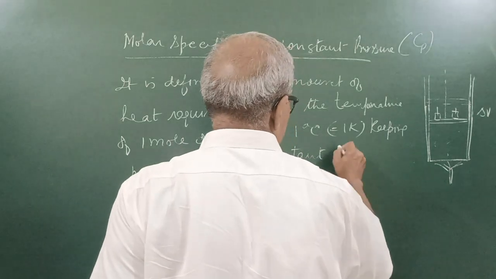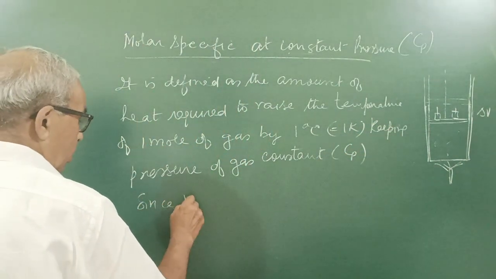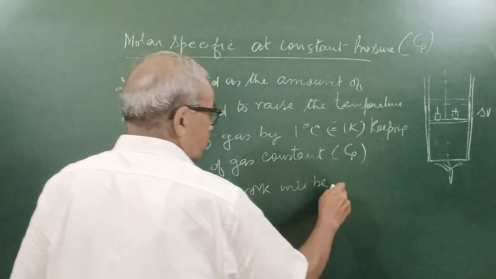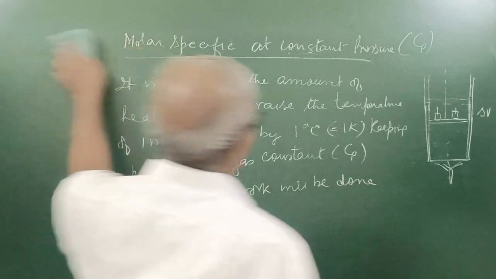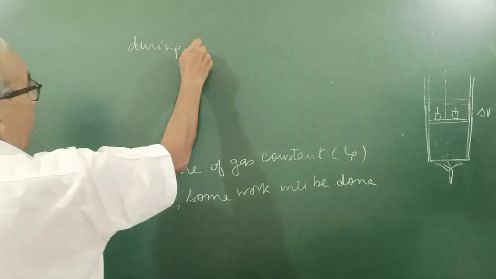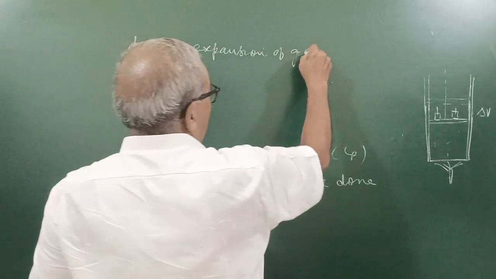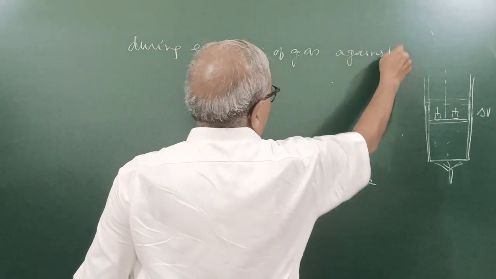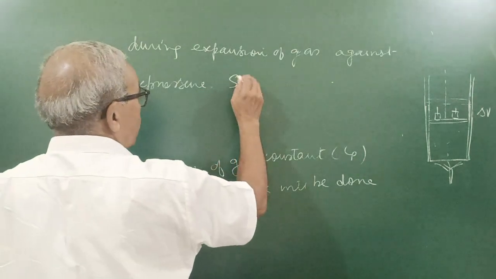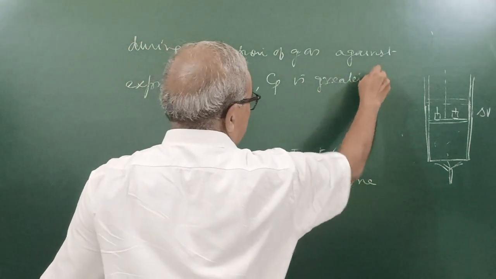This is known as the Cp. Since some work will be done during expansion of gas against external pressure, Cp is greater than Cv.